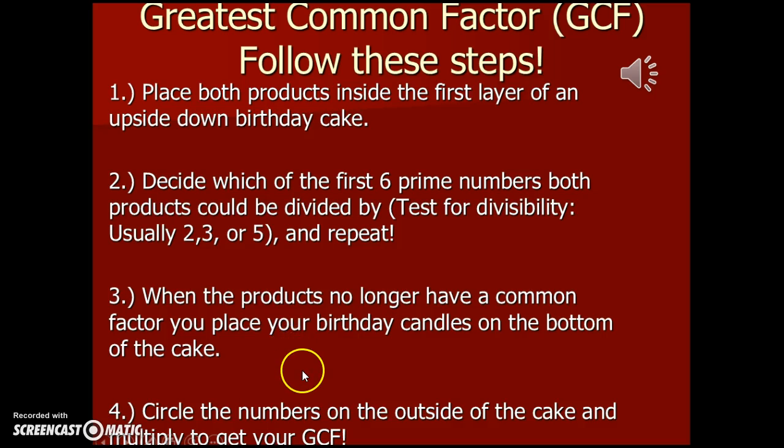And finally, step 4. Circle the numbers on the outside of the cake to multiply so you can put your birthday cake candle answer. And that's all. You have it. Once you hear that, you know that you're finished and you've got it right. Let's take a look at an example.